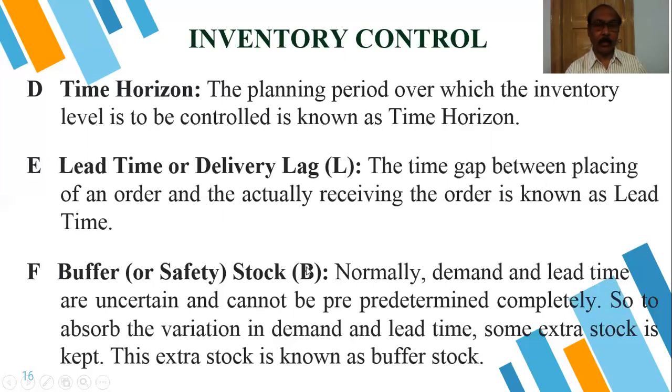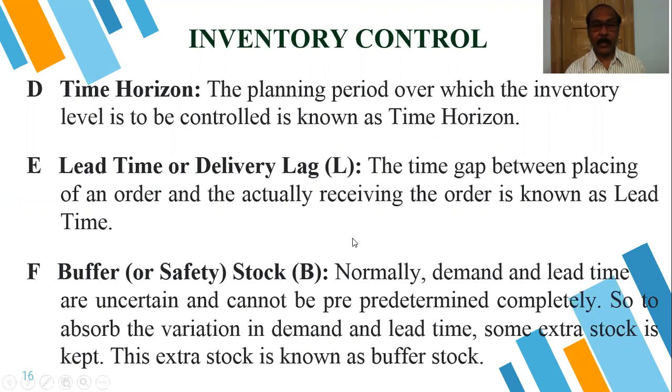Buffer or safety stock. Normally demand and lead time are uncertain and cannot be predetermined completely. Sometimes the lead time may fail, so we cannot always determine the lead time. So, to absorb the variation in demand and lead time, some extra stock is kept.